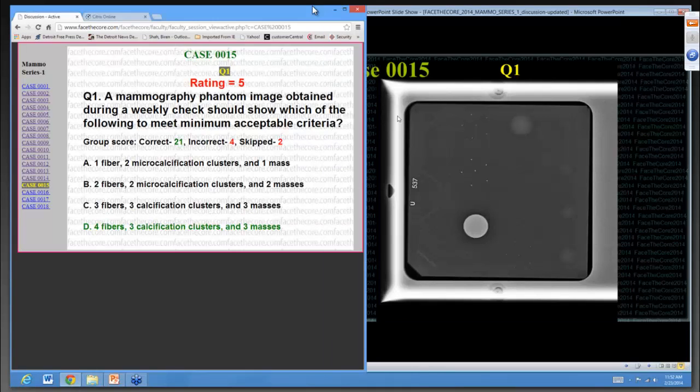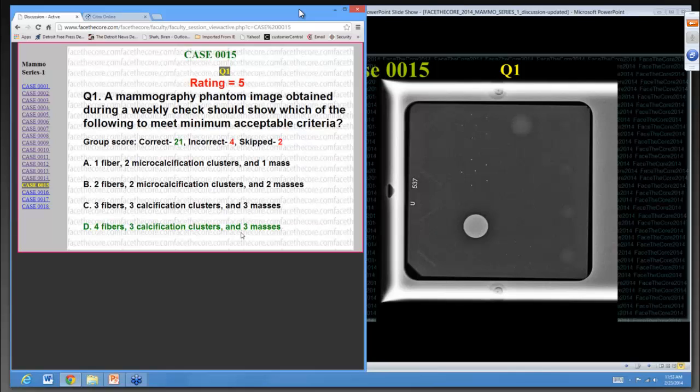And this is a phantom image. And a phantom image is something that we do as a QC to evaluate background density, contrast, uniformity, and number of objects seen. So a mammography phantom image obtained during a weekly check should show which of the following to meet minimum acceptable criteria. And the correct answer, which the majority of you got, was 4 fibers, 3 calcification clusters, and 3 masses. So the masses are these masses. The calcifications are these white specks. And the fibers are these.